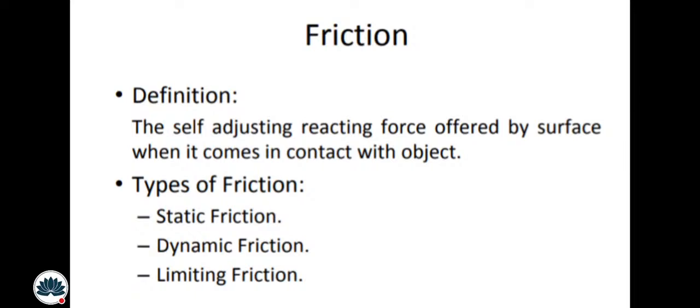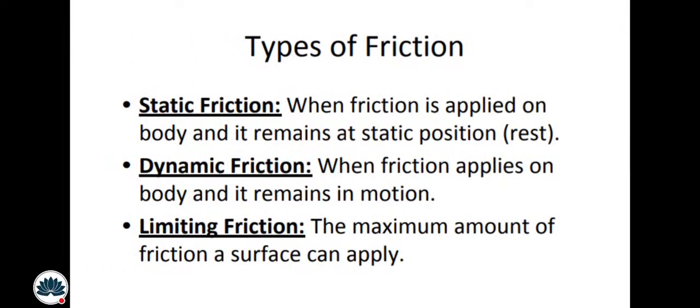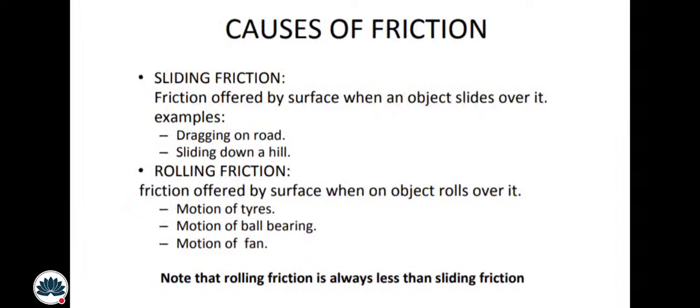And there are three types of friction: static, dynamic and limiting friction. What is static friction? When force is applied on a body and it remains at a static position or rest. When force is applied on a body and it remains in motion, it is called dynamic friction. What is limiting friction? The maximum amount of friction a surface can apply. What are the causes of friction?